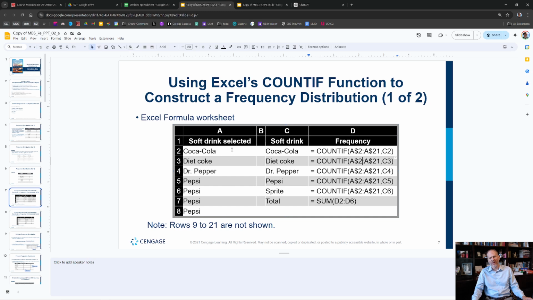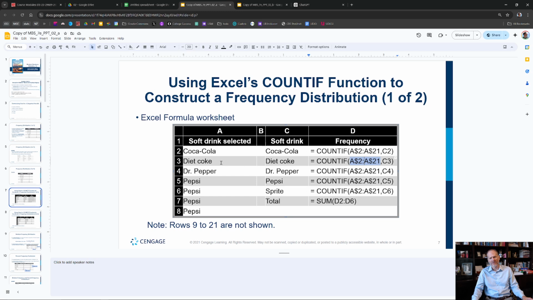We're saying count all of the references between A2 and A21, from here all the way down to 21. Count all those references. And what are you counting? How often does Coca-Cola show up in this list right here? Here it's C3, there's C3, C3. This is Diet Coke. How often does Diet Coke show up in this list right here? And that list is from A2 all the way down to A21.